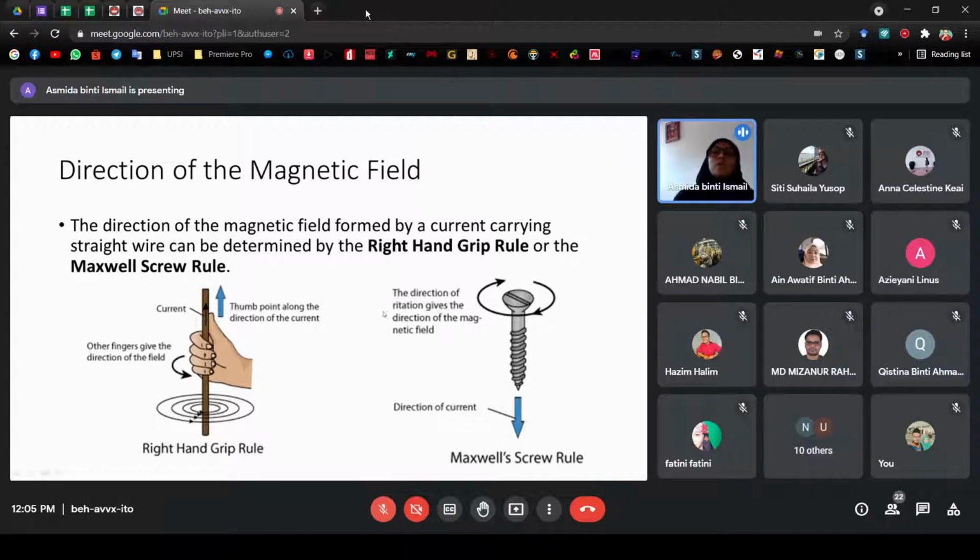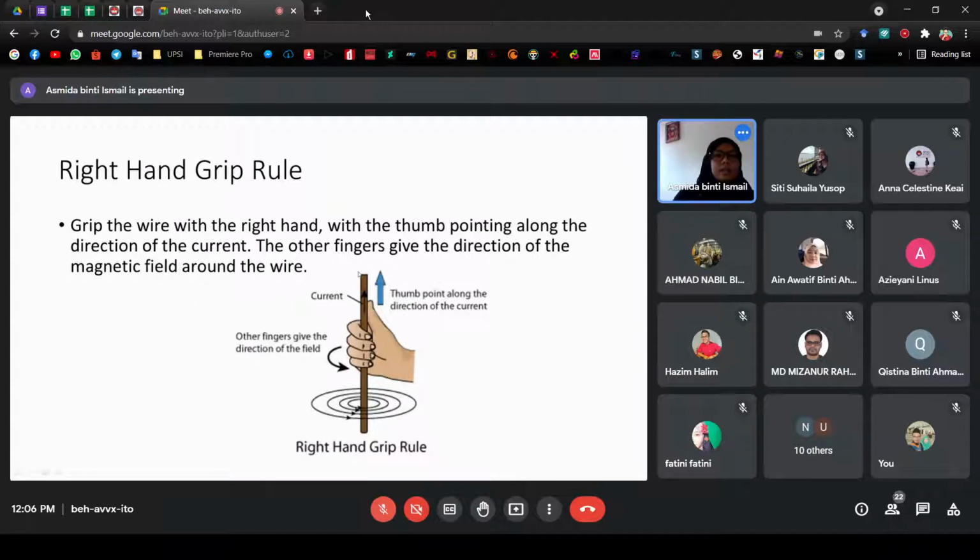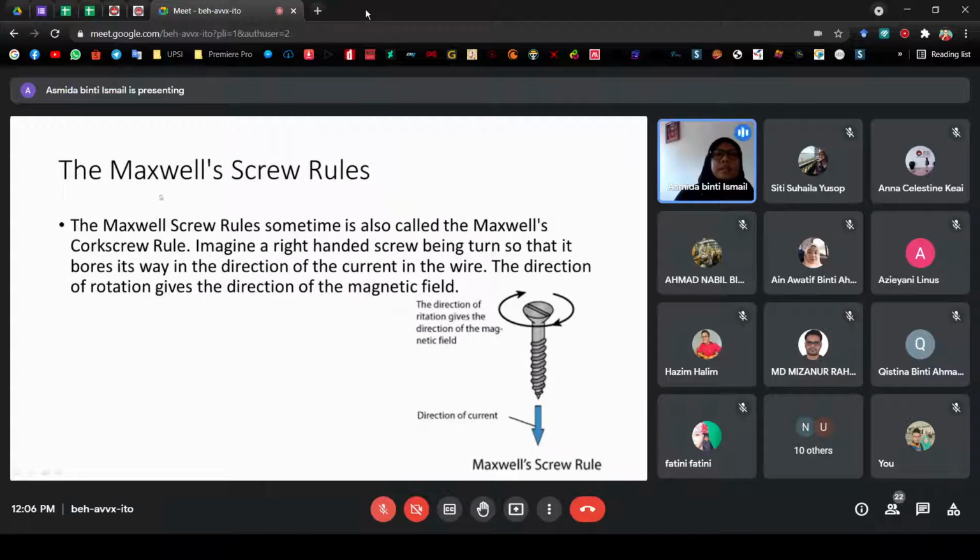You boleh guna dua-dua. You can use these two ways to find the direction of the magnetic field. Tapi for me, this one lagi senang faham lah, right hand grip rules ni. Okay, this is how to use the right hand grip rules, and this is the Maxwell screw rules.